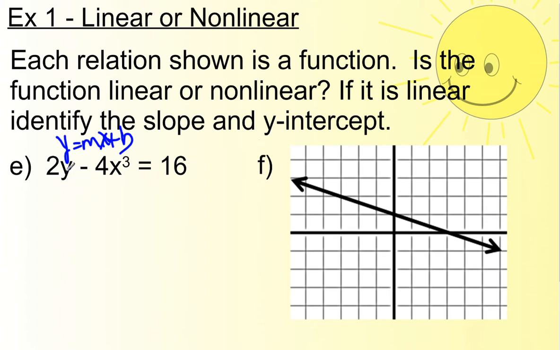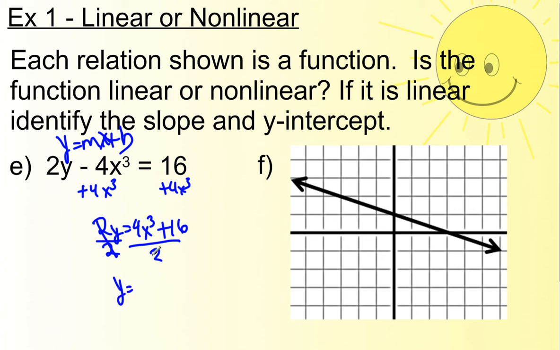So let's see. We've got to get the y by itself. If we add 4x cubed, and that's kind of weird, this cubed thing, 2y equals 4x cubed plus 16. And then if we divide by 2, y equals, let's see, 4 divided by 2 is 2x cubed plus 8. Now, this almost looks like slope-intercept form, except for that funkiness of the exponent.